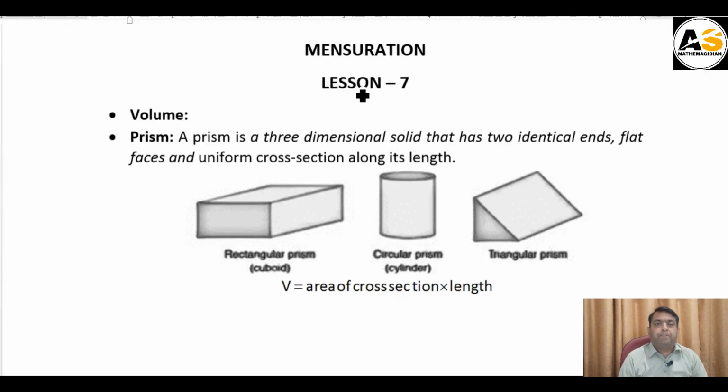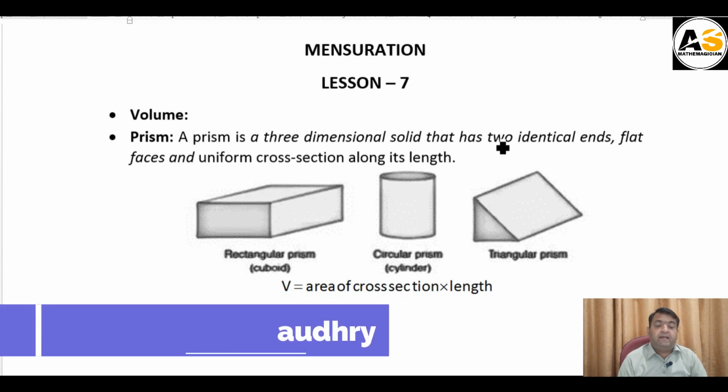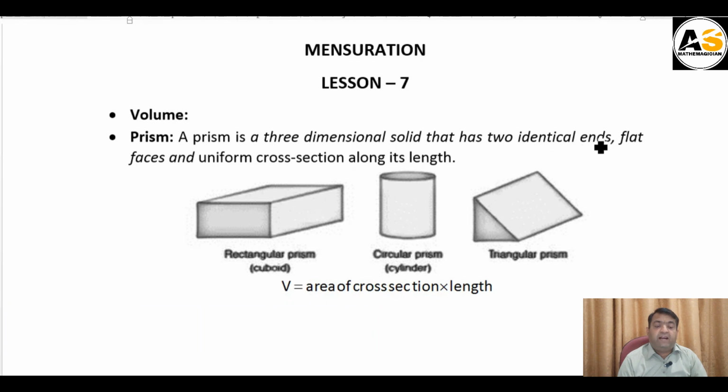Lesson number 7, mensuration. Volume of different solids. First of all, we are going to discuss prisms. What is a prism? A prism is a three-dimensional solid that has two identical ends, flat faces and a uniform cross section along its length. For example, this is a rectangular prism or box. This is its cross section and it is uniform throughout its length.